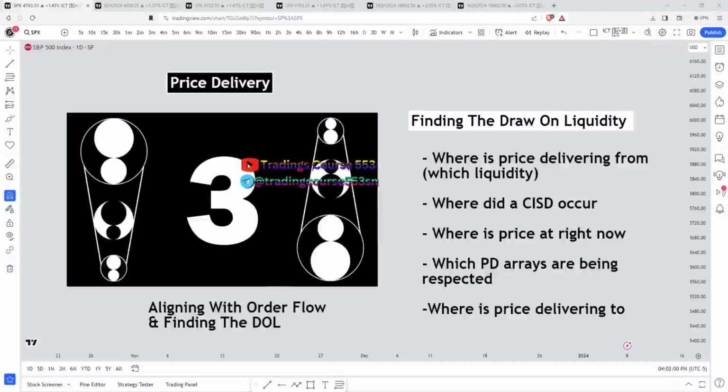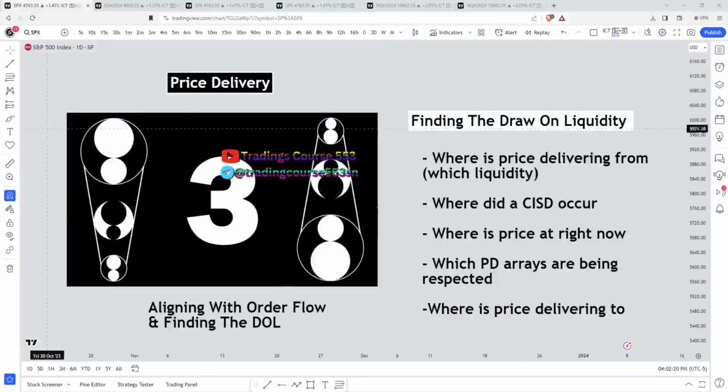We're going to be talking about aligning yourself with order flow and finding the draw and liquidity. There's a checklist that I go through to find the draw and liquidity, and this is a repeatable checklist, so you could always follow this with this model. You need to have the knowledge of episode 2, so if you don't know what a change in the state of delivery is, we talked about that in the previous episode. That is what CISD is, so make sure you watch that before watching this episode.